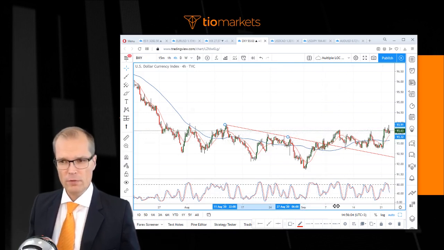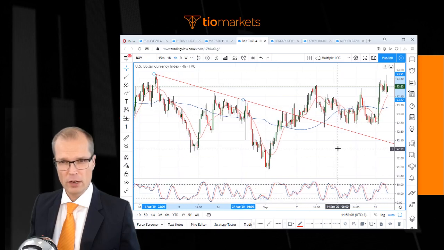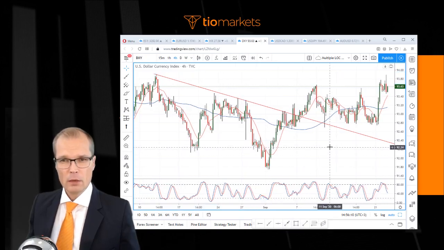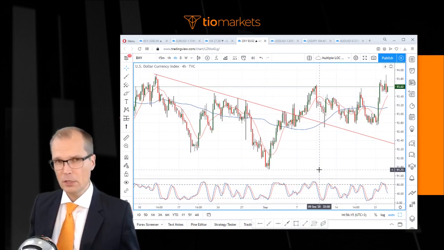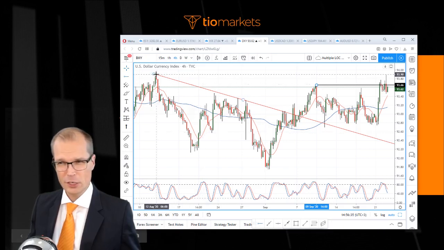So if I focus on the very latest price action, which obviously is the most relevant for us at the moment, we can see that the market has taken out, or attempted to take out, a couple of key resistance levels. Here we have one from the September 9th, and then another key level is here. So let's draw that on the chart.